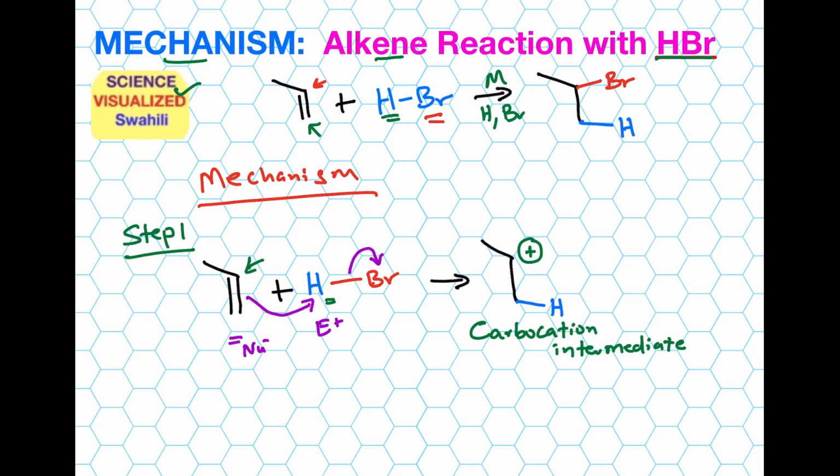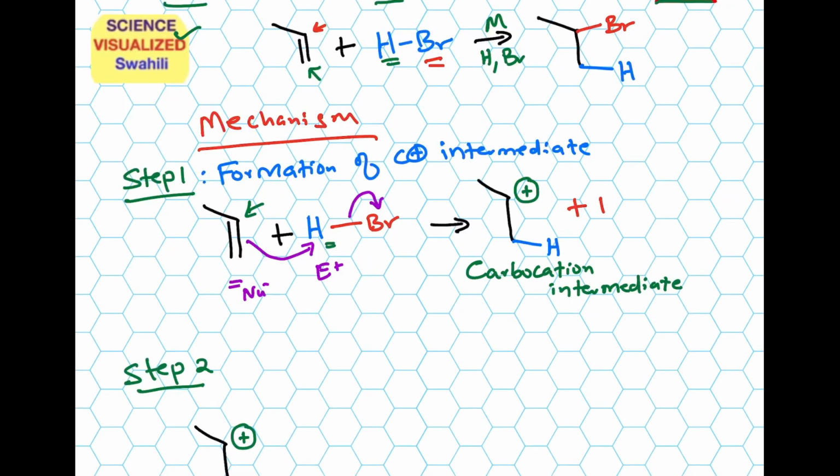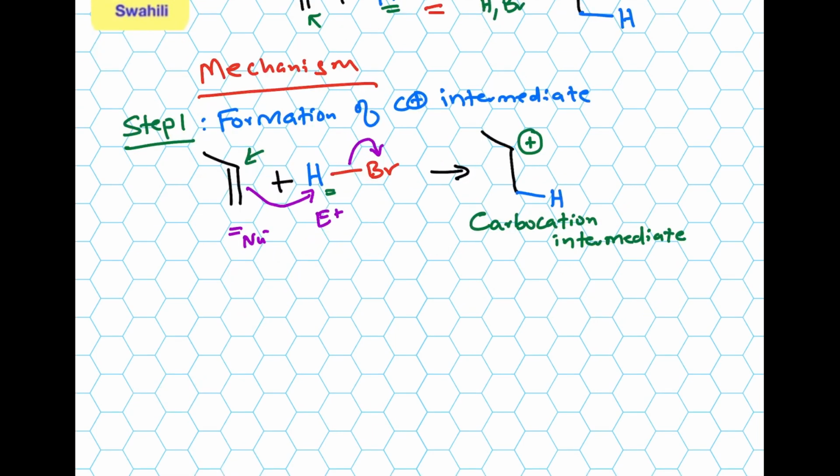And therefore, in step 1, what you end up with is the formation of the carbocation intermediate. And I'll use this as an abbreviation for carbocation, C with a plus. I forgot to add this. You form a carbocation intermediate and a bromide ion. Now let's go to step 2.